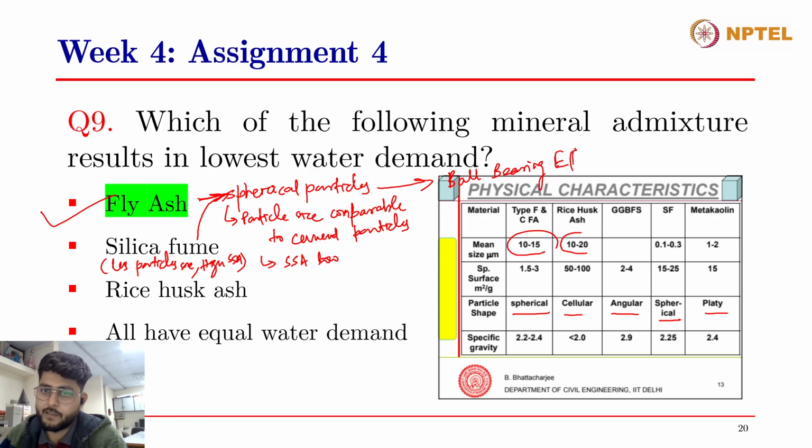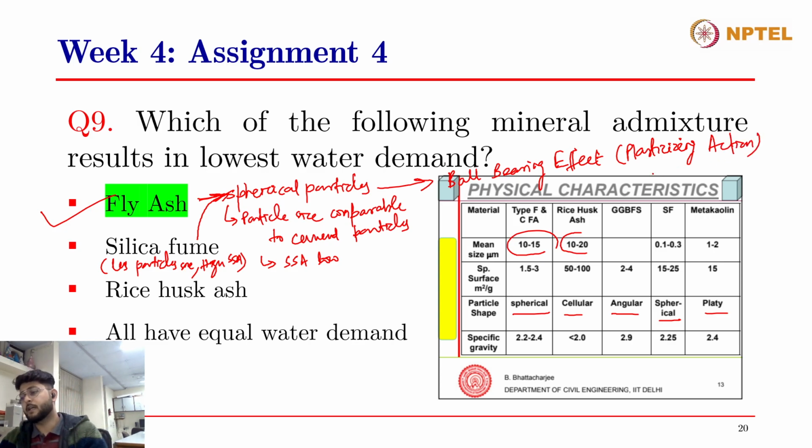Ball bearing effect, plasticizing action coming from the fly ash. So sometimes using fly ash can in fact increase the workability to a certain extent, or if not increase, at least it won't decrease the workability if you add fly ash to a limit.